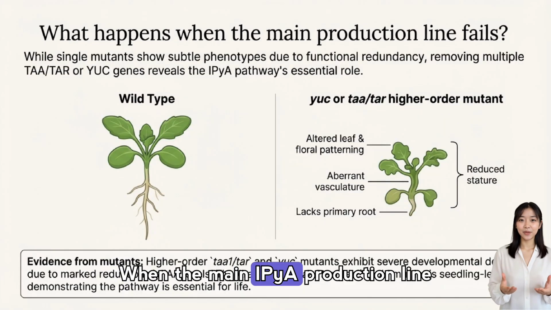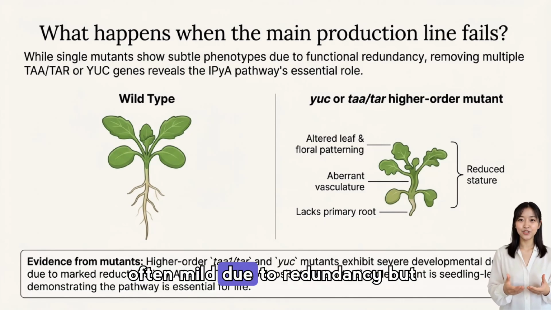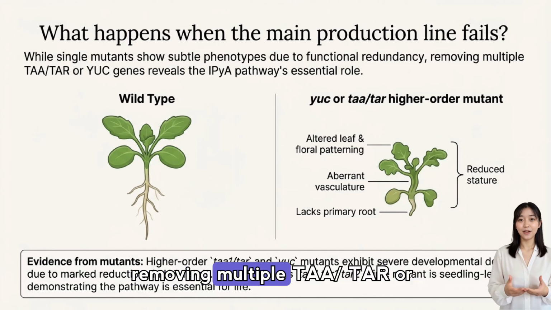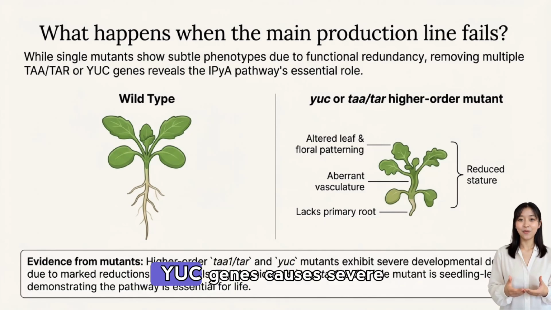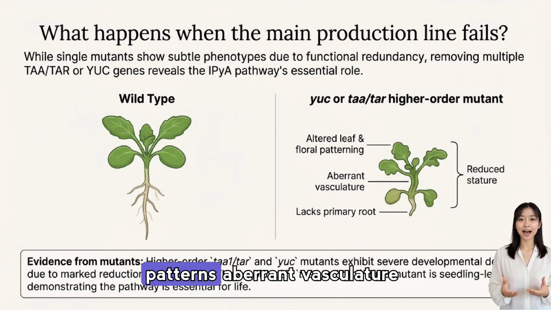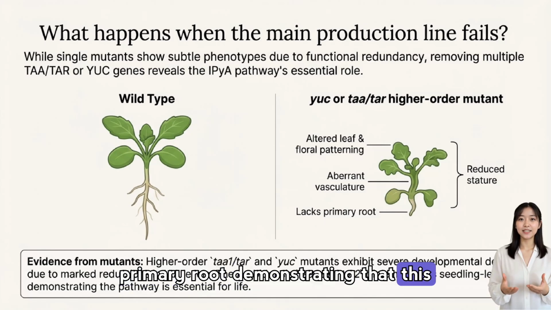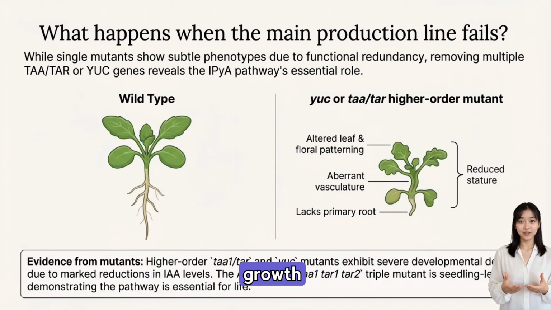When the main IPYA production line is disrupted, plants reveal how essential it is. Single mutants are often mild due to redundancy, but removing multiple TAA/TAR or YUC genes causes severe developmental defects. Mutant plants show altered leaf and flower patterns, aberrant vasculature, reduced stature, and often lack a primary root, demonstrating that this pathway is critical for normal growth.